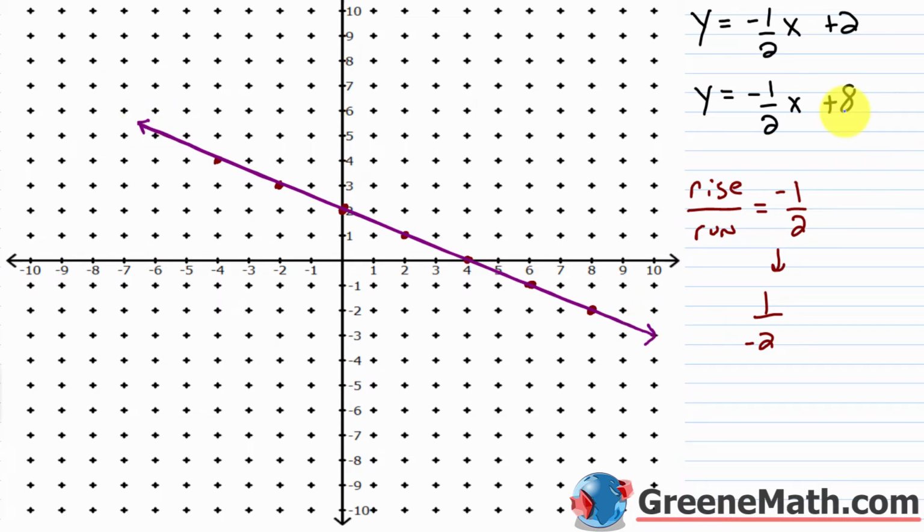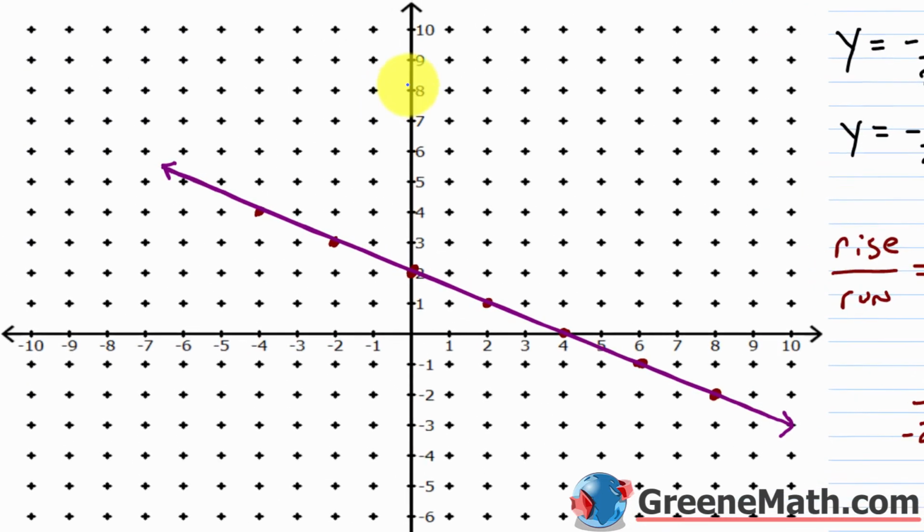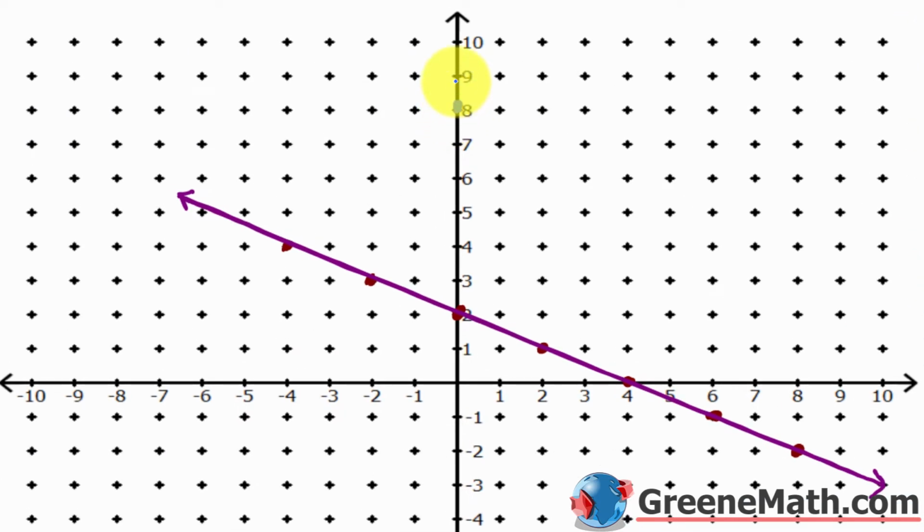All right, for the next one here, we have y equals negative 1/2 x plus 8. And again, we know a point on this line. It's at 0, 8. So that's going to be right here. And then to graph it, again, we just use that slope, negative 1/2. So I can fall 1 and go to the right 2.